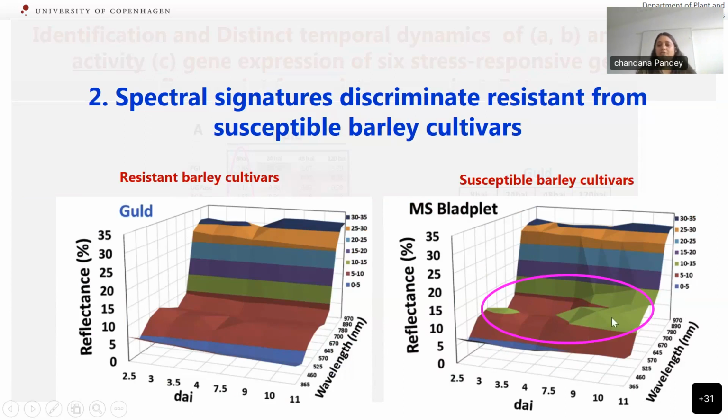But here you see the green color is appearing very early, meaning there is a much higher reflectance value in the susceptible cultivar as compared to the resistant cultivar. So again, we found specific wavelengths which were specific for the symptoms of Pyrenophora teres, only present in the susceptible cultivar, but not present in the resistant cultivar. So in future, if we want to utilize a particular wavelength, we can select this particular wavelength and go further for the pathogen study.